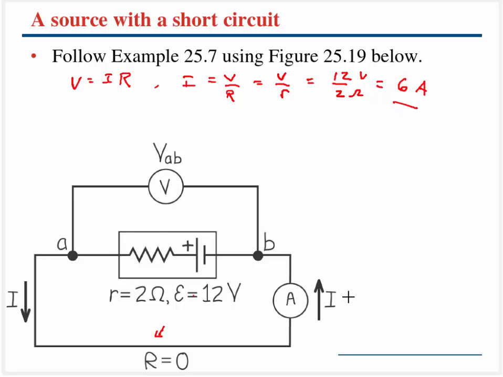So that's what my current is going to be flowing through the ammeter, 6 amps. What is the voltage going to be? This is going to be 0, because essentially this resistor right here is going to eat up all 12 volts.